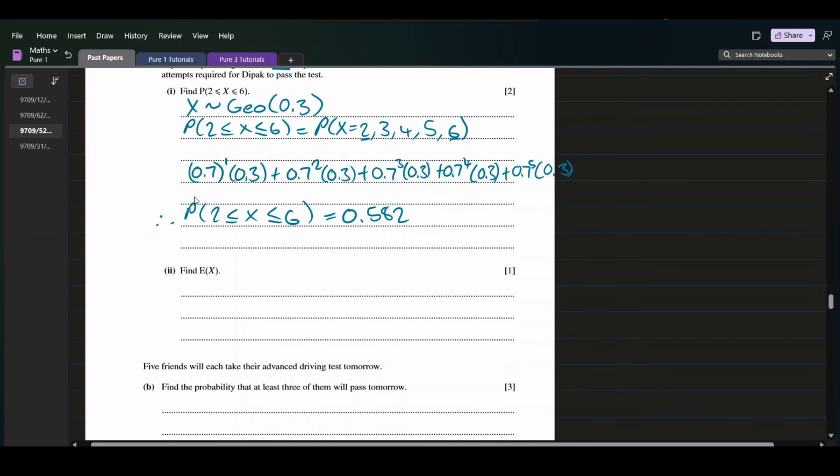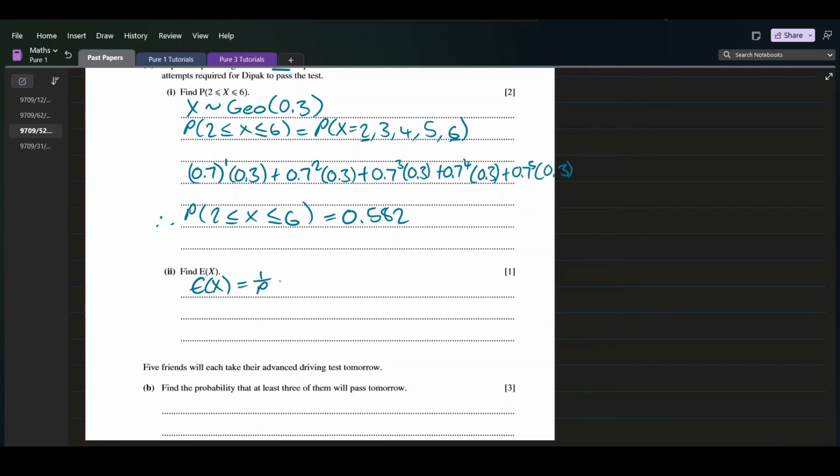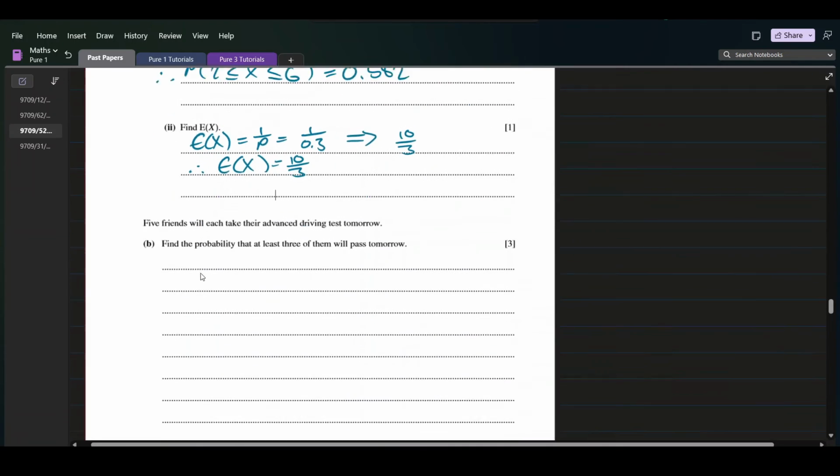Part 2. Find the expectation of x. So the formula for expectation of x under a geometric distribution is 1 over p. So that will be 1 over 0.3, which simplifies to give us 10 over 3. So the final answer would be the expectation of x is equal to 10 over 3. Let's move on to the next part.